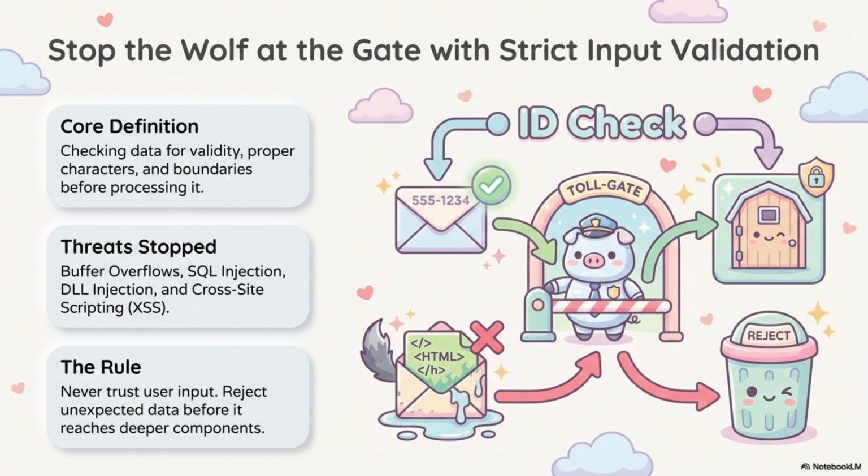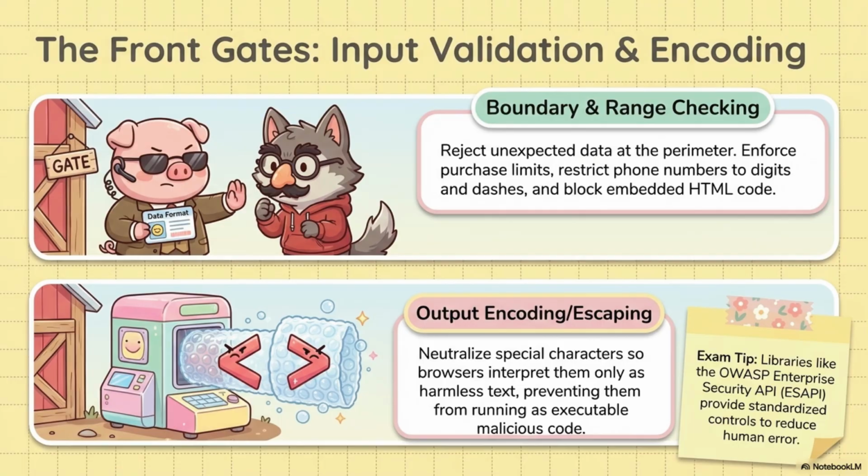Effective input validation includes verifying proper characters, blocking embedded HTML code, preventing dangerous characters, and implementing boundary or range checking. For example, a phone number field should only accept numbers and possibly dashes in a defined format. A quantity field should enforce maximum purchase limits. These controls ensure that unexpected data is rejected before it reaches deeper components of the system.